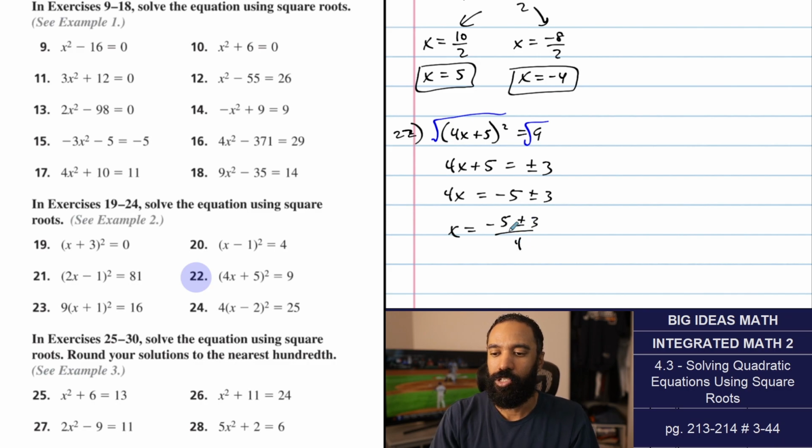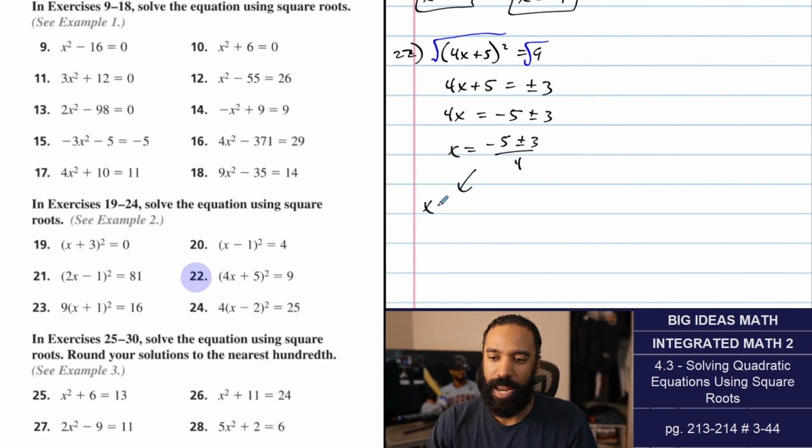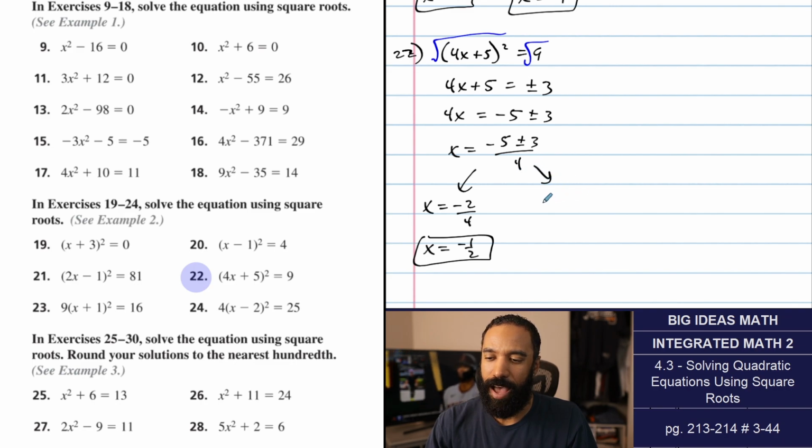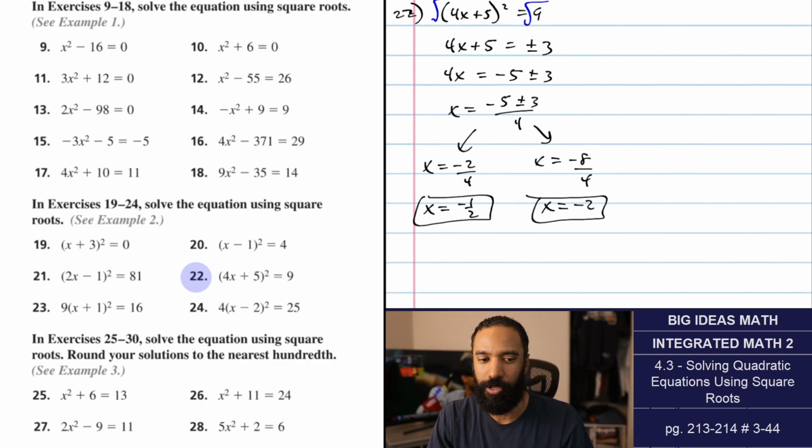So we have 2 different things to have, negative 5 plus 3 being negative 2, and negative 2 over 4 is negative 1/2. And then negative 5 minus 3 is negative 8. Dividing that by 4, we will get negative 2. So negative 1/2 and negative 2.